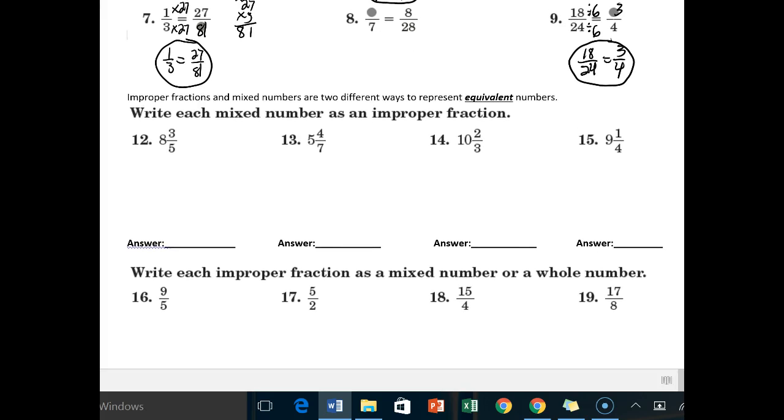All right, this is just a quick review of making sure you guys know how to do mixed numbers to improper fractions.